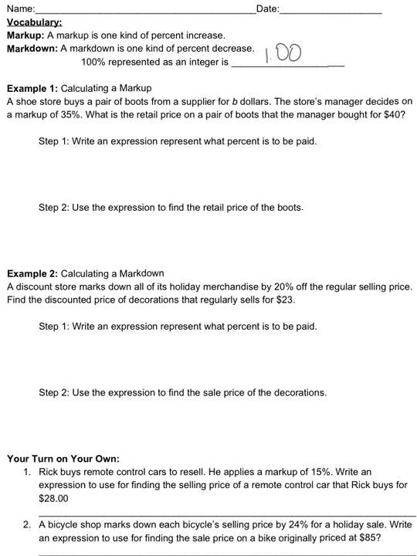So to start with, we're going to write an expression to represent how much we would actually pay. So we know that we're automatically going to pay 100% of those boots. But because they're going to mark it up, we're also going to pay an extra 35%. So we've got this 100% plus 35% for a total of 135% of the boots.